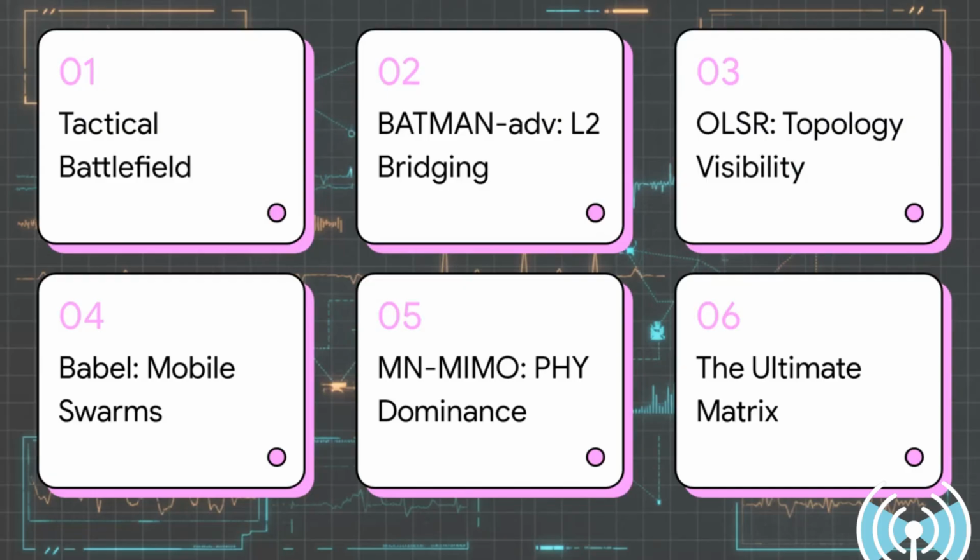Here's our flight path for today. First, we'll map out the tactical networking battlefield. Then, we dive into BATMAN-adv for Layer 2 bridging, check out OLSR for topology visibility, and explore Babel for high-mobility swarms. After that, we'll look at MN-MIMO's physical dominance, and finally, wrap it all up with the ultimate comparison matrix.